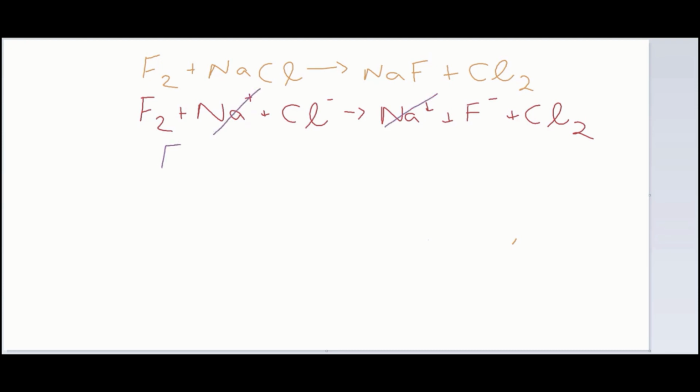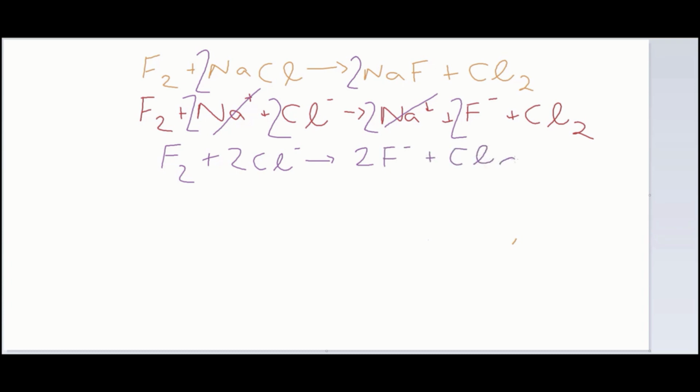Everything else has changed, so actually, pause for 1 sec. If you notice, one thing I forgot to do, I forgot to balance from the very beginning. So I need to go back to my original reaction. I should put a 2 and a 2 here, which means this would have a 2, that would have a 2, and that would have a 2, because I have 2 fluorides. Okay, now I can do this. F2 reacts with 2 chloride ions to produce 2 F-, 2 fluoride ions, and Cl2. Okay, so that is my net ionic equation.